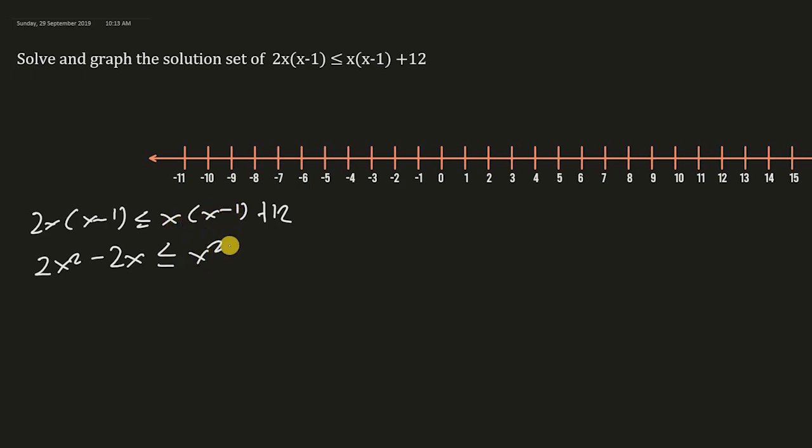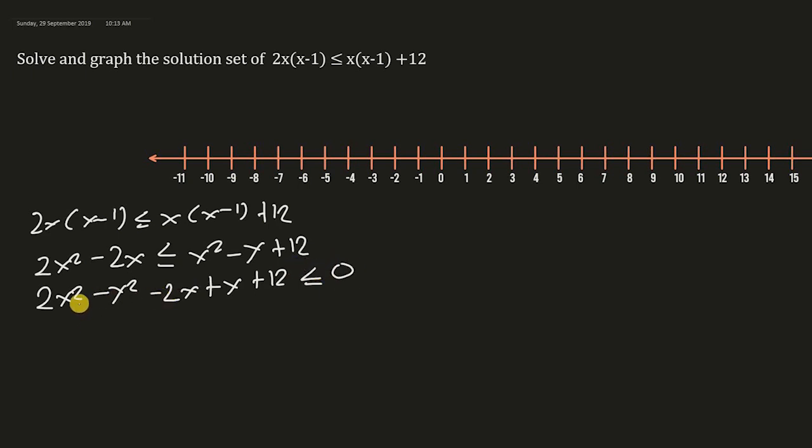X times negative 1 is negative x. Tapos, plus 12. Okay? Step 1, sabi natin, dapat yung nasa right side, 0 lang yan. So, lahat ito, itatranspose natin sa kabila. That would be equal to 2x squared minus x squared minus 2x plus x plus 12 is less than or equal to 0. Kasi wala nang tira.